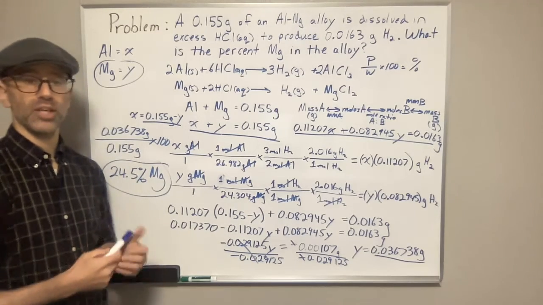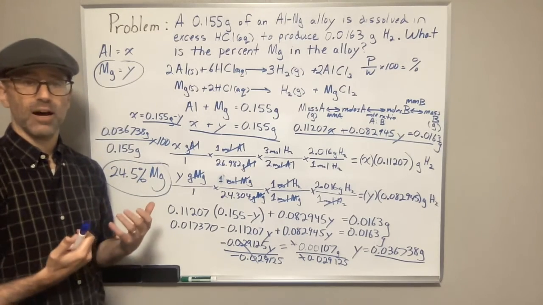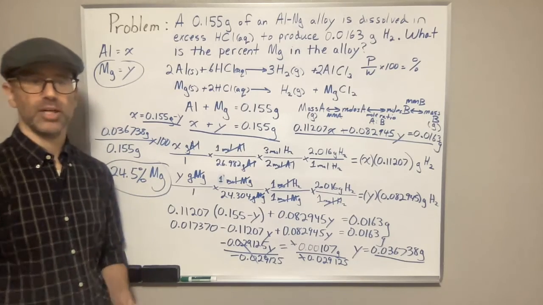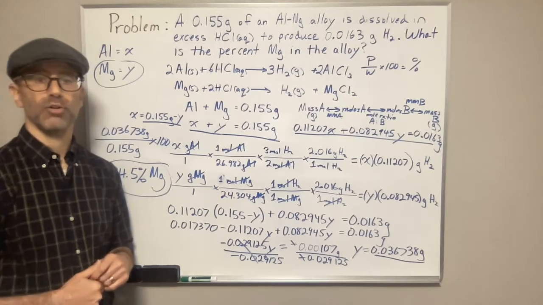If you want to know the percent of aluminum, you would just take this percentage and subtract it from 100, and you'll have the percent of aluminum.